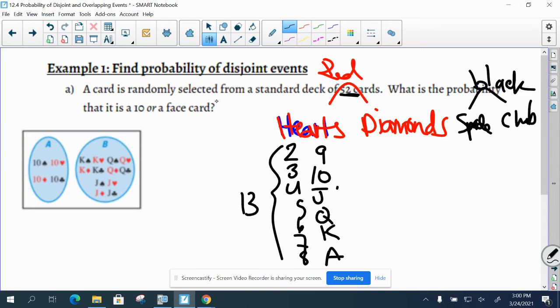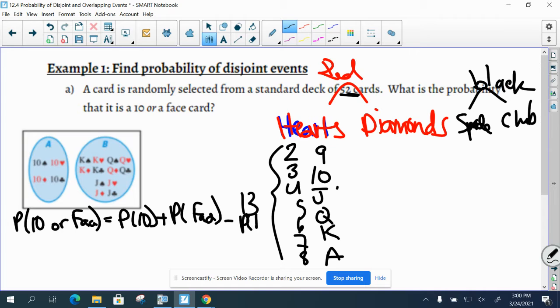So it says, what is the probability that it is a 10 or a face card? So we want the probability that it's 10 or face. So we're going to take the probability of it being 10 plus the probability of it being a face, and then minus the probability of both things happening at the same time. So the probability that it could be a 10, well, if you have 4 10s, one for each suit, then that would be 4 out of 52.